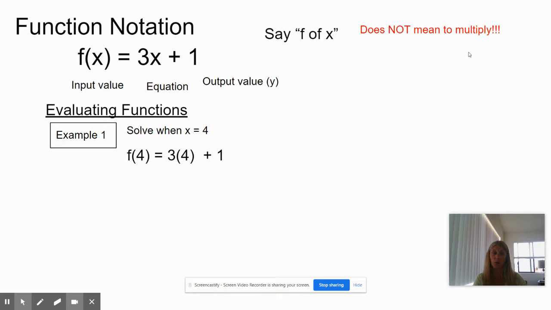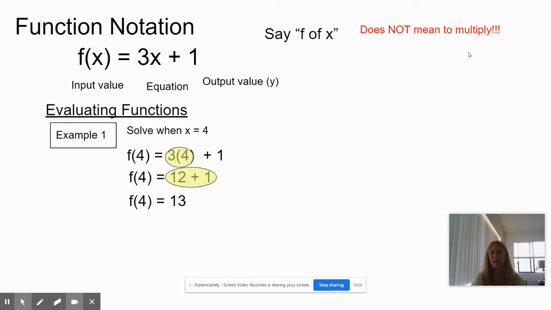4 plus 1. Once again, we're not going to do anything with the f of x on the left-hand side. We're just going to leave it alone and keep dropping it down. We're going to treat it like it's just the plain old y. But we are going to solve on the right using order of operations. So 3 times 4 is 12. 12 plus 1 is 13. Now, this is our answer when it's in function notation. f of 4 is 13.